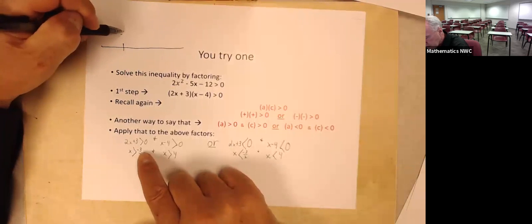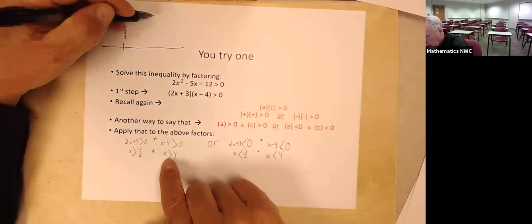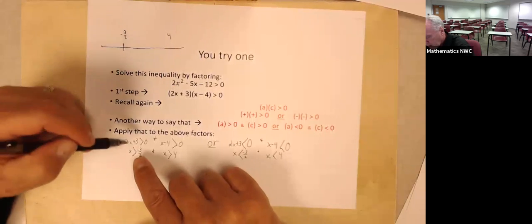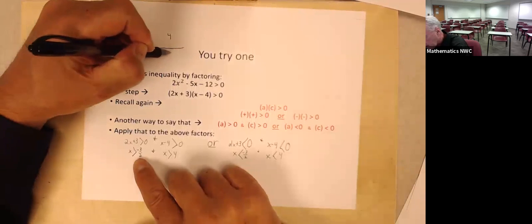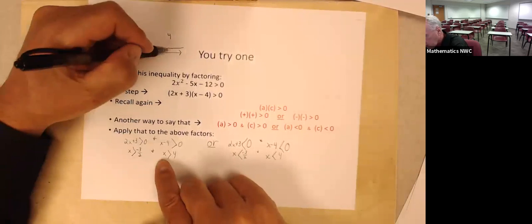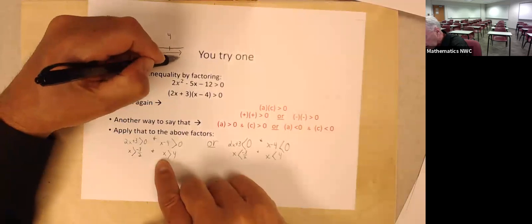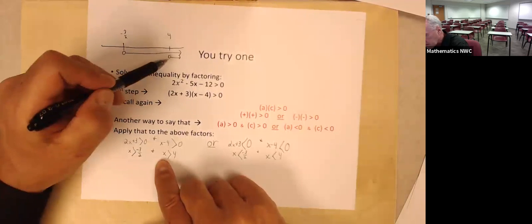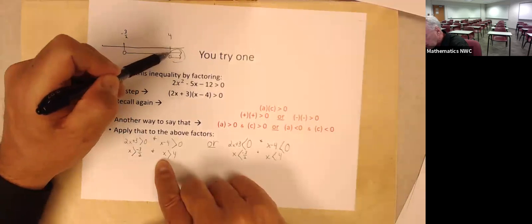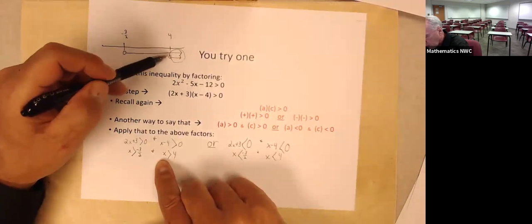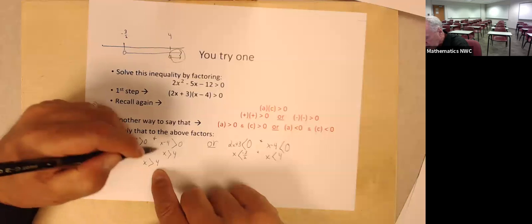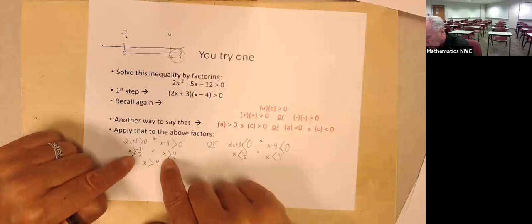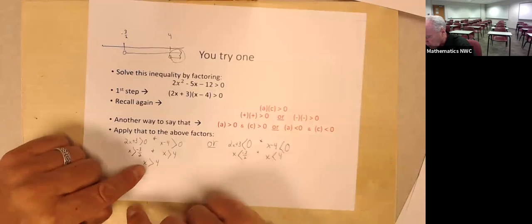Negative 3/2 and 4. Greater than negative 3/2 would mean to the right. Greater than 4 would be to the right. Do you see that these are the points that are in both, the ones greater than 4? So we say that greater than 4 represents the ones that are in both. That's our final one from there.